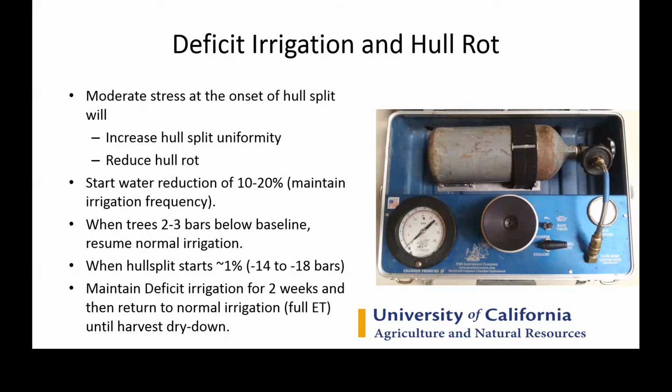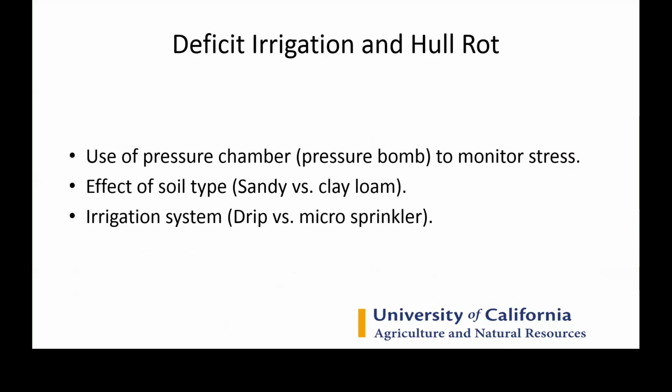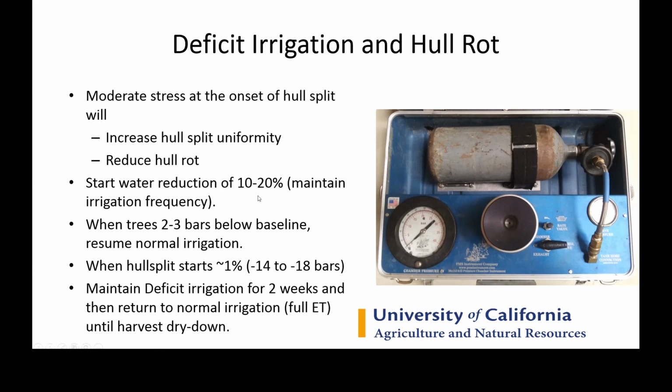Now, there is more than one factor that goes in when you are applying the deficit irrigation. It's always important to remember that what we are trying to do when we start to cut off the water by 10 to 20% is to get the tree into stress, correct? We want the tree to be close to -14 bars, between -14 and -18, when the hull split starts.